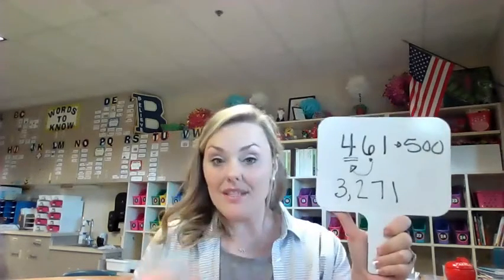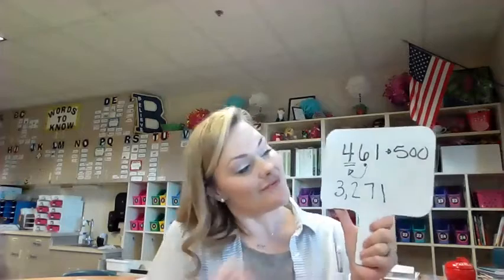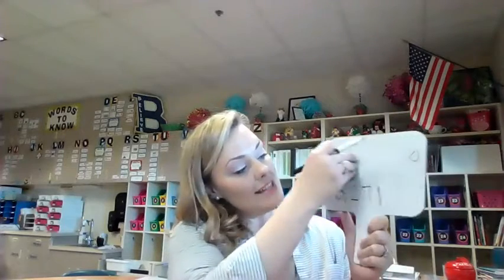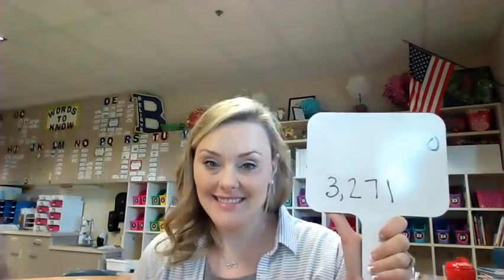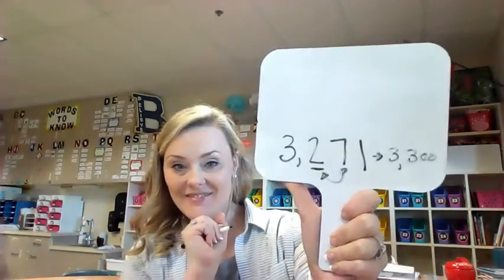Try this one. 3,271. Round to the nearest 100. Pause the video and round. So I want to round to the nearest hundred. So I'm looking at my 2, it's going to change. Is it going to go up or stay the same? The 7 is the boss, and 7 tens is more than 5. So, yep, it goes to 3,300, just like that. All right, so we've done a lot of work on rounding.